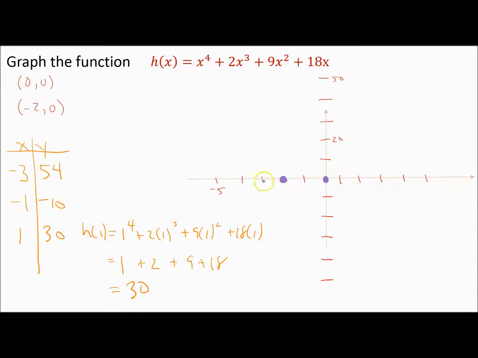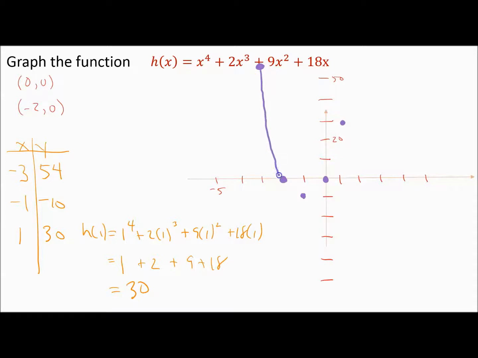-3, 54 would be right around where my x squared is living. Okay. Probably didn't put that over to the left enough. Let's make that look a little bit better. So -3, 54. How about where the plus is living rather than where the x squared was living? Okay. -1, -10. Remember, this is -10. So that's here. And then +1, 30 is right here.